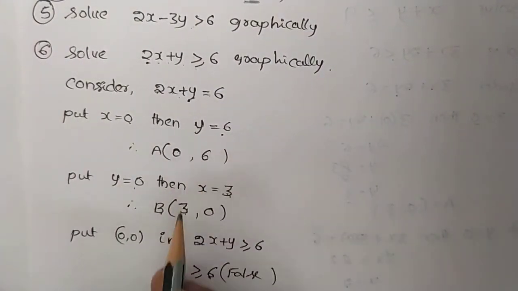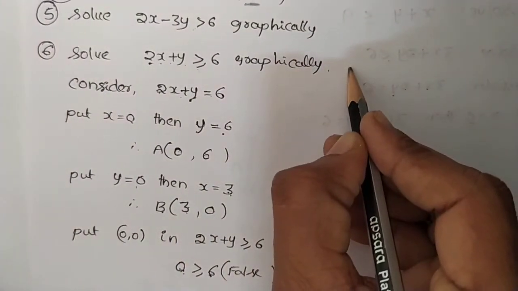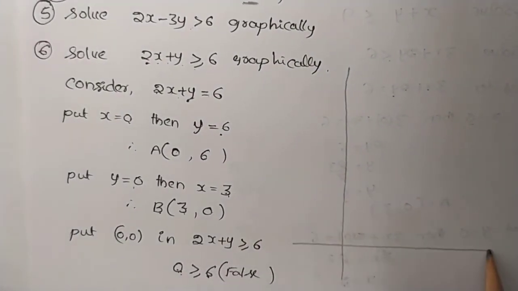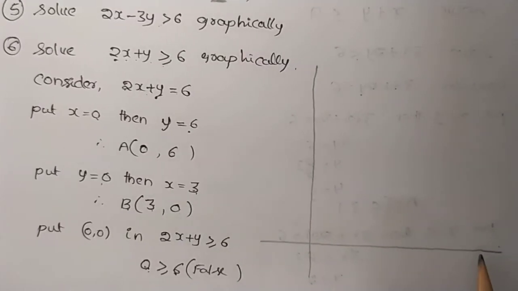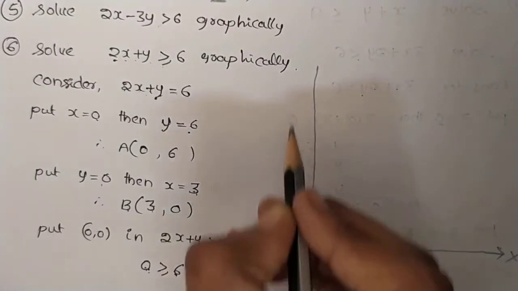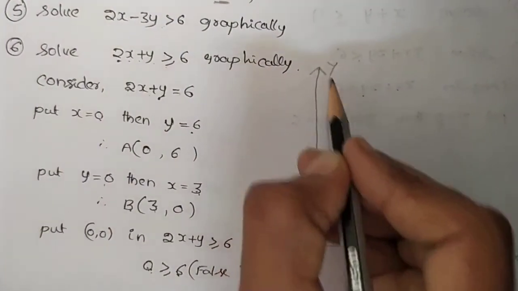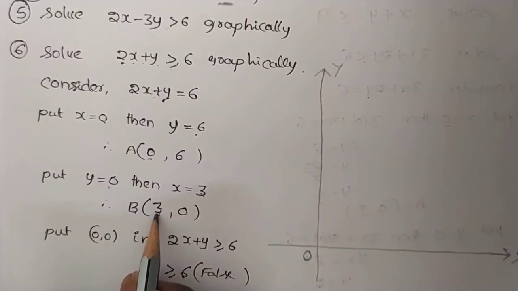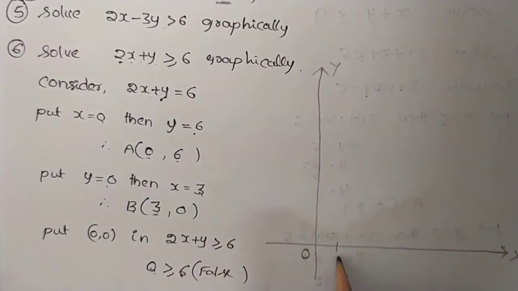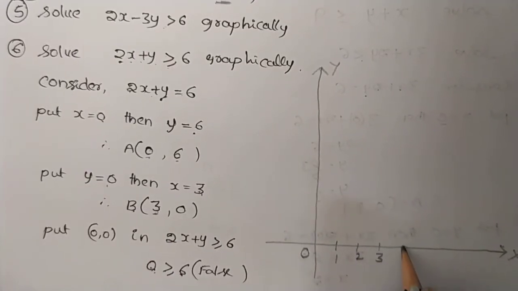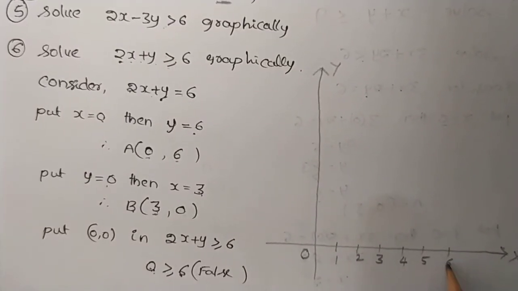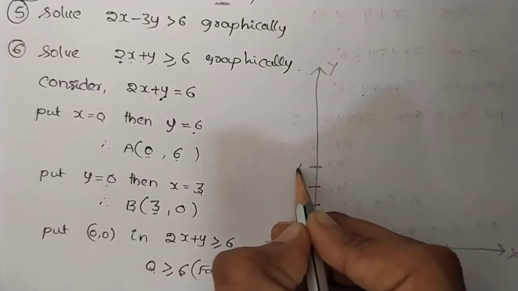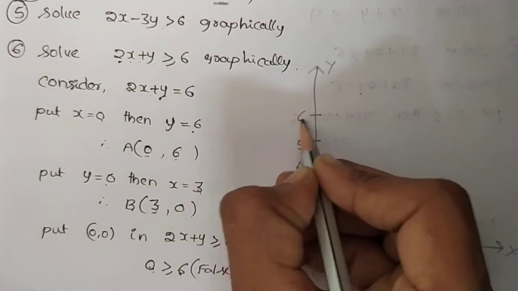Here we don't have negative values, so I am taking the positive x axis and the positive y axis. Kindly use the scale with a pencil. This is the positive x axis, and this is the positive y axis. X maximum is 3, y maximum is 6. Let us take the values up to 6 on the y axis: 1, 2, 3, 4, 5, 6.